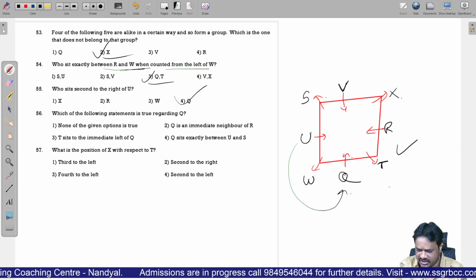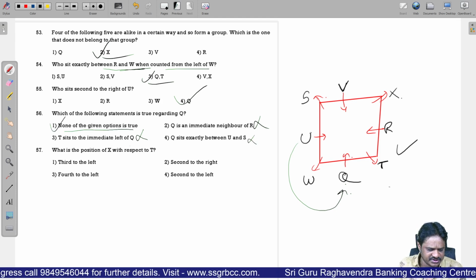Which is true regarding Q? Q is the neighbor of R, not correct. T sits to the immediate left of Q, not correct. Q is sitting in between U and S, not correct. So none of the given options is correct.